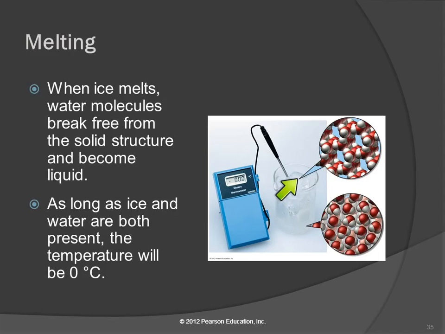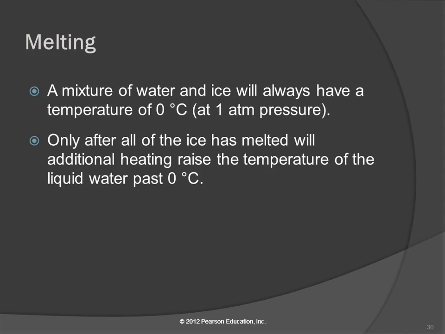If you have ice and water both present, the temperature will be 0 degrees. The temperature will not go up until all of the ice has melted, and that's similar to what we saw with water boiling. So at 1 atmosphere of pressure, the temperature of ice and water will always be 0 degrees Celsius. And I think that's one of the reasons that 0 degrees Celsius is the standard temperature for gases. It's very easy to obtain. Get a big vat full of ice and water, and you don't even really need a thermometer. It's going to be at 0 degrees Celsius.